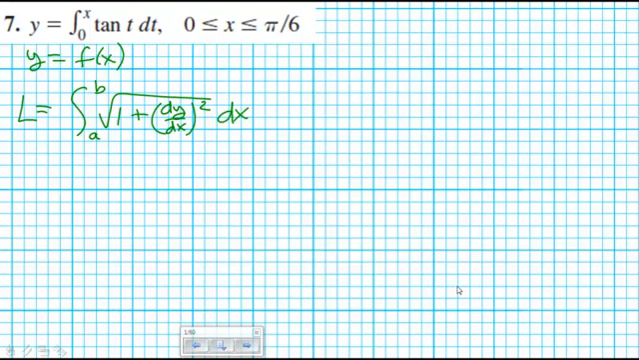Well, how about we take this function, y is equal to the integral from 0 to x of tan t dt, and take the derivative of both sides with respect to x? That's something that we've done before. We can do it again. I'll do the left-hand side. That's dy/dx. Okay, now you guys do the right-hand side.